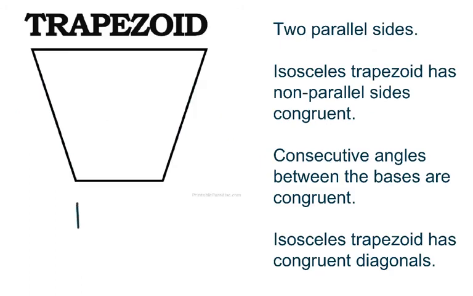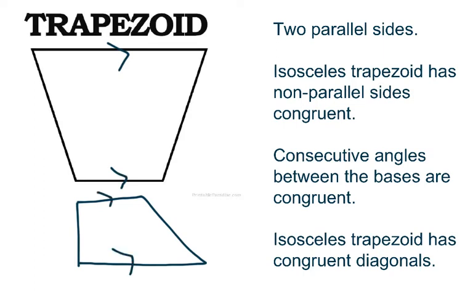Trapezoid. So you could also have a trapezoid that looks like this. So trapezoids have only 1 pair of parallel sides. Only 1. An isosceles trapezoid, that's the first one, has non-parallel sides congruent. So the sides over here that are not parallel to each other, those are going to be congruent. In the bottom trapezoid, those are not going to be congruent.